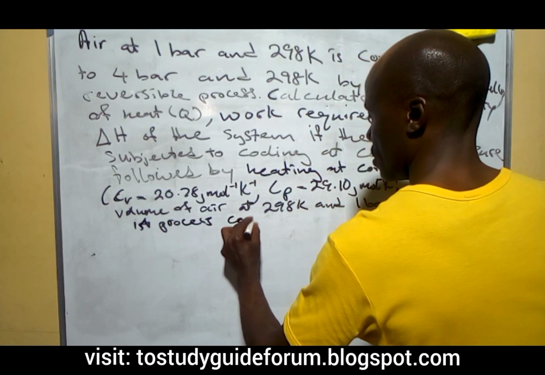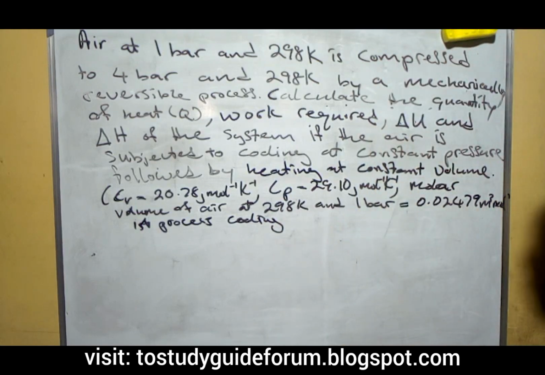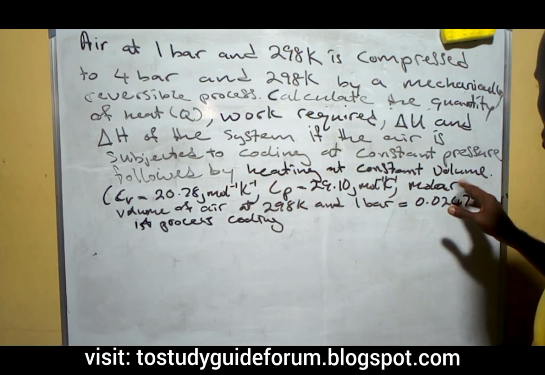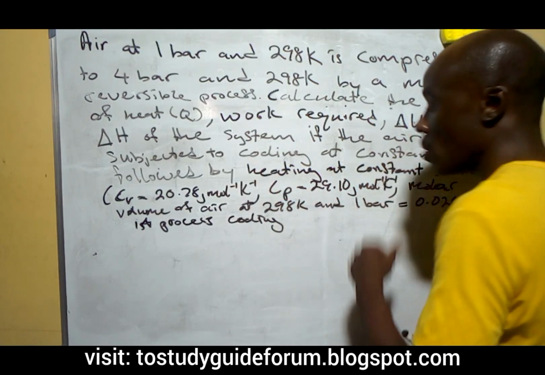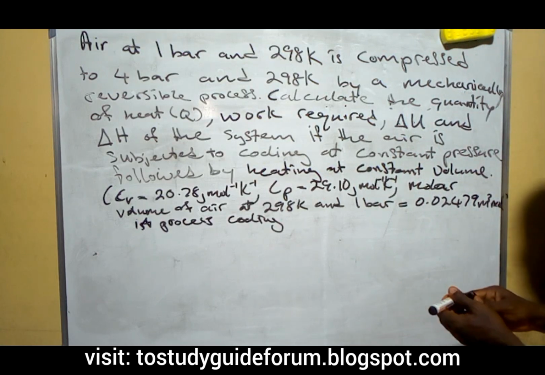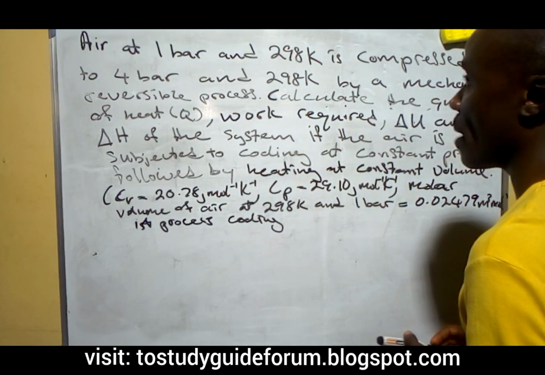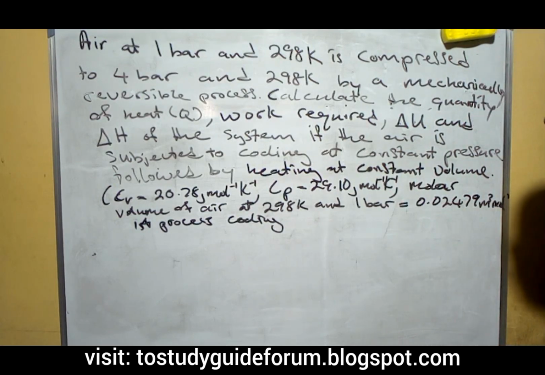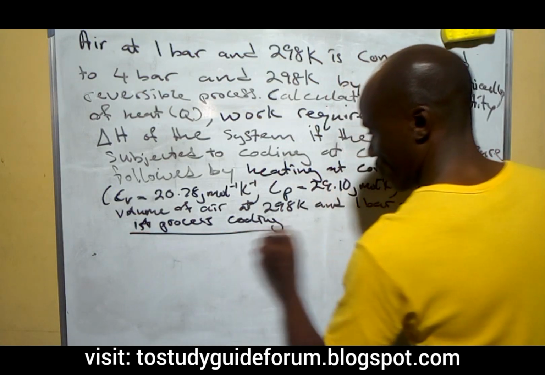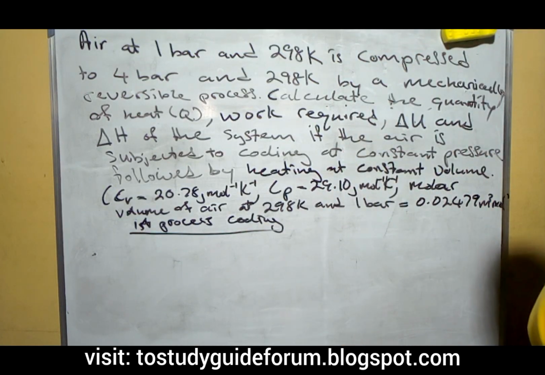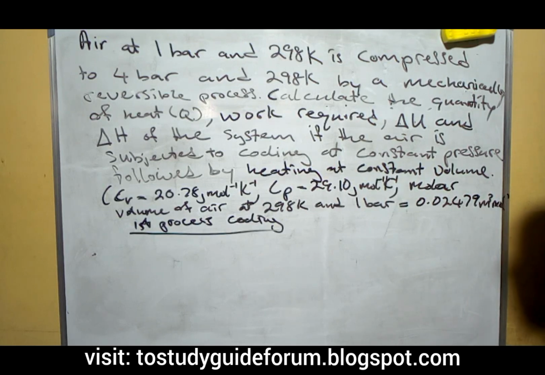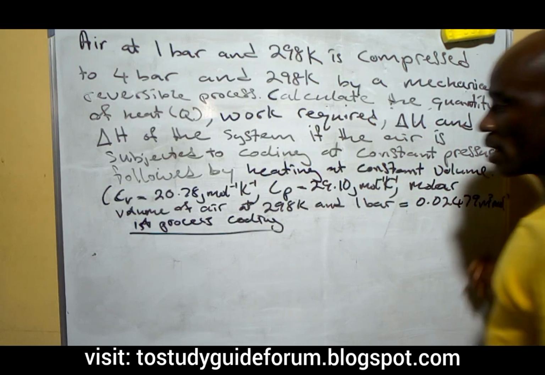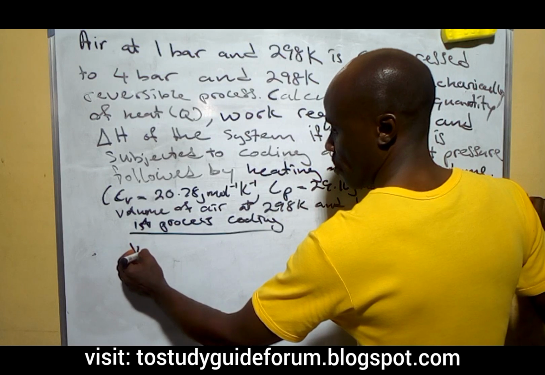involve what? Cooling when the pressure is constant. So the cooling now starts from, we said, 1 bar and 298 Kelvin. So the first thing we do here to get the work done is to find the final volume of the process during the cooling. We find the final volume. So to get the final volume, we can use Boyle's law.